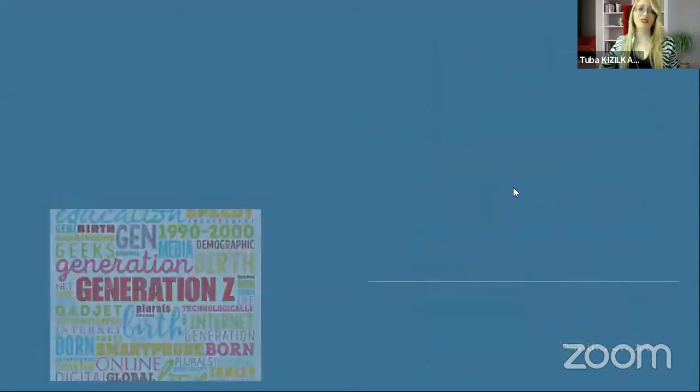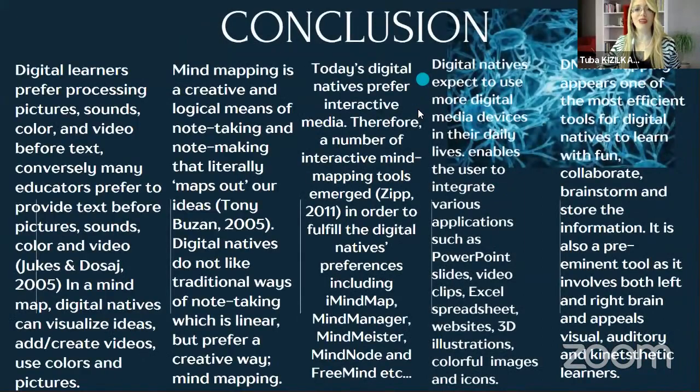To conclude, I try to use my time very practically. So, in conclusion, the digital learners prefer processing pictures, sounds, color, and video before text, and conversely, many educators prefer to provide text before pictures and sounds and colors and video, as Dukes and Dizage indicated in 2005. In a mind map, the digital natives can visualize ideas, and they can add creative videos and use colors and pictures as well.